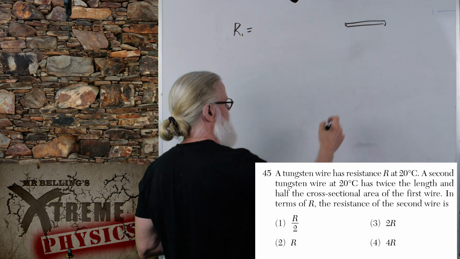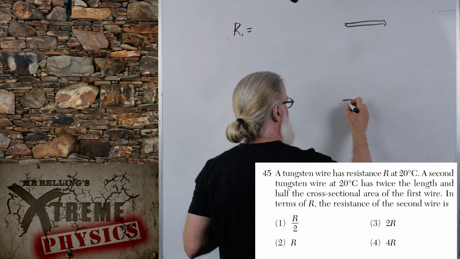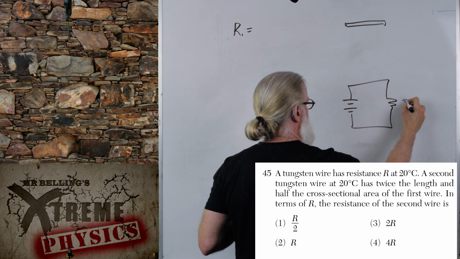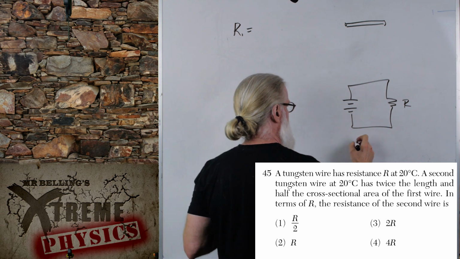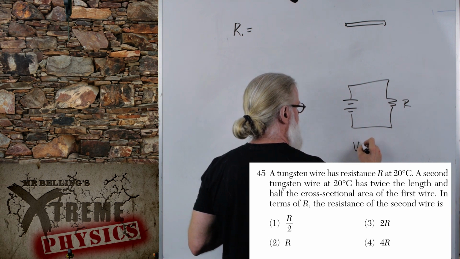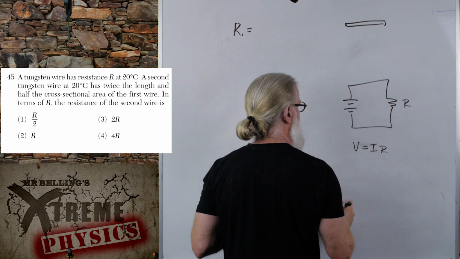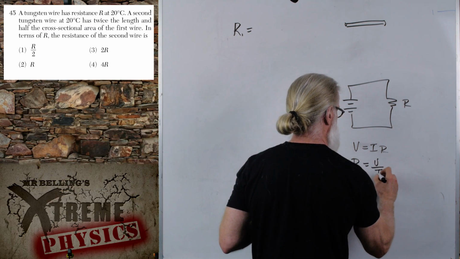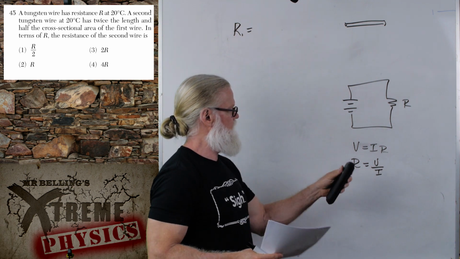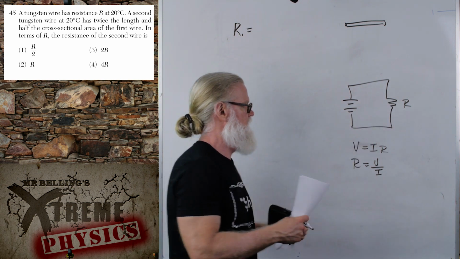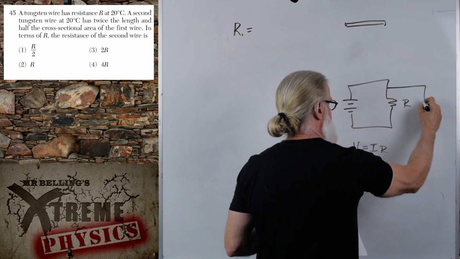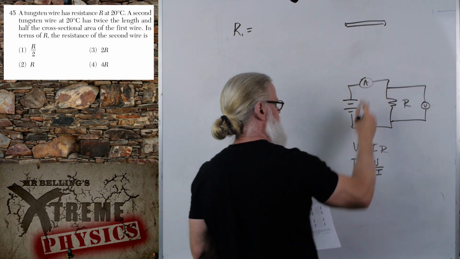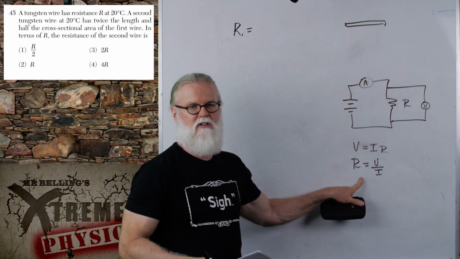We can figure out the resistance of something by hooking it up to a battery, right? And we can find the resistance by using this relationship, V equals IR, or actually R equals V over I. And all we have to do is apply a potential difference here. Measure the potential difference. Measure the current through that.